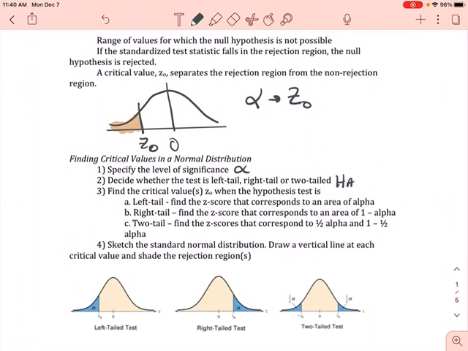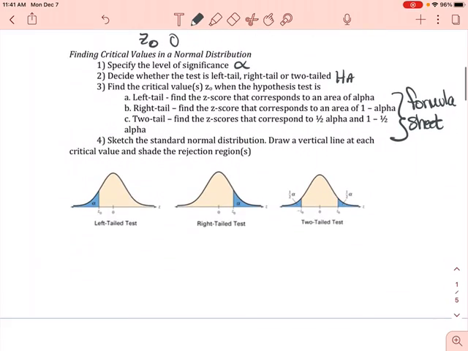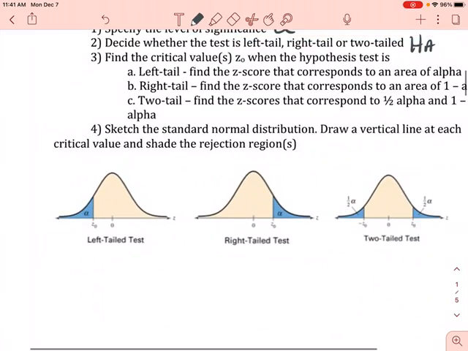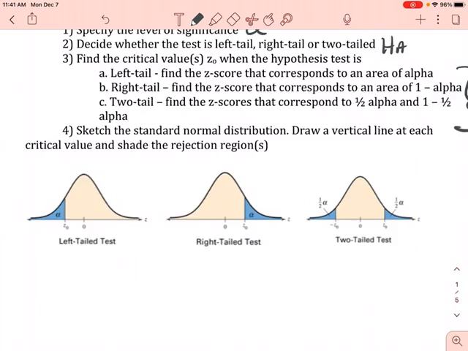Now, what I did is I put all of this on our formula sheet, so we don't have to waste time looking all that up. I'll show you that in a second. And then you're going to want to sketch the curve. There it is. So here's your left tail, here's your right tail, and here's your 2 tail.